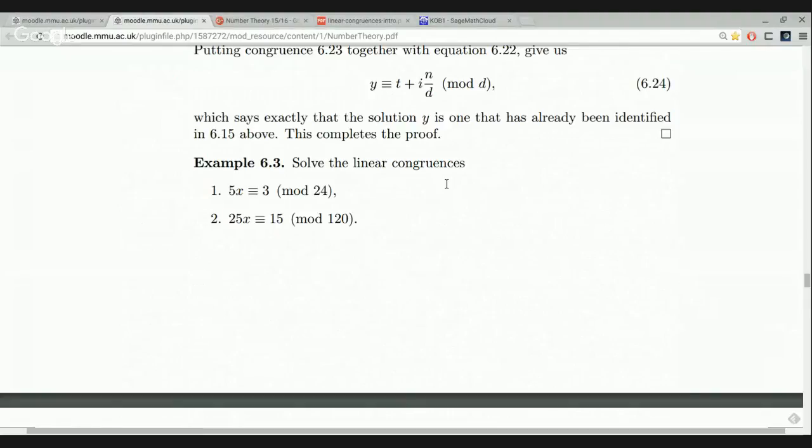5x congruent to 3 modulo 24, and 25x congruent to 15 modulo 120. So let's write them down first. 5x congruent to 3 modulo 24. And 25x congruent to 15 modulo 120.